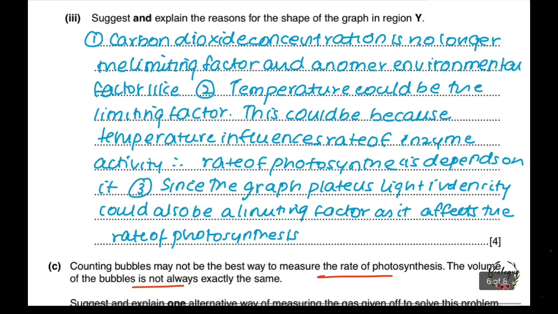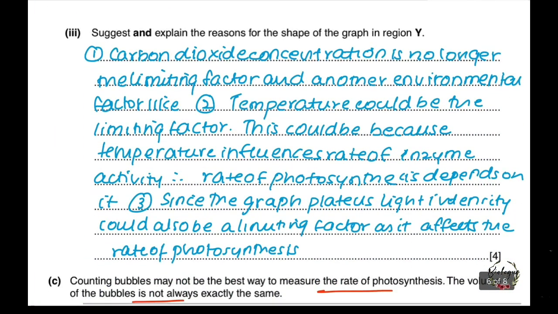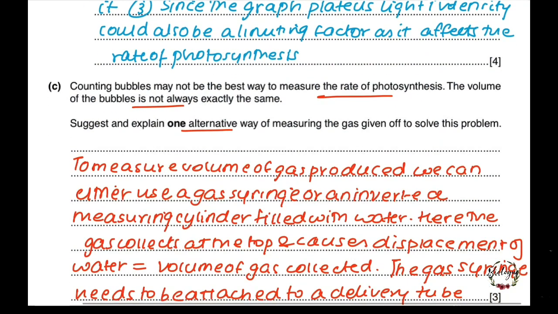Alright, state and explain the reason for the shape of the graph in region Y. Region Y is the plateau where the graph remains constant. So carbon dioxide concentration is no longer the limiting factor, and another environmental factor like temperature could be the limiting factor. This could be because temperature influences the rate of enzyme activity, right? And enzyme activity will affect the rate of photosynthesis. Since the graph plateaus, the light intensity could also be a limiting factor, and this will also affect the rate of photosynthesis, right? Because light is needed for photosynthesis to occur.